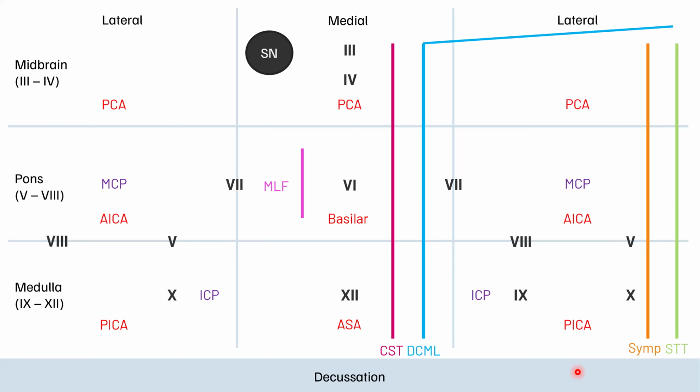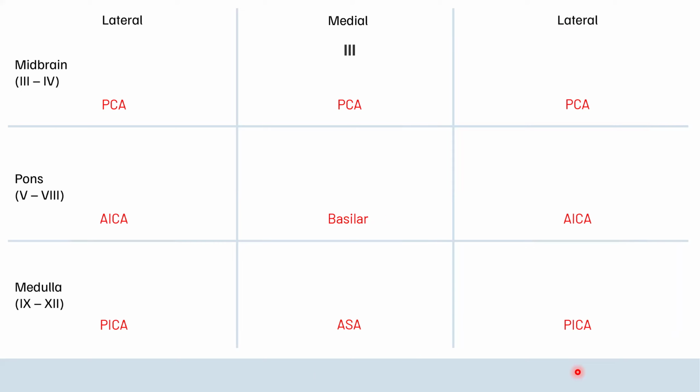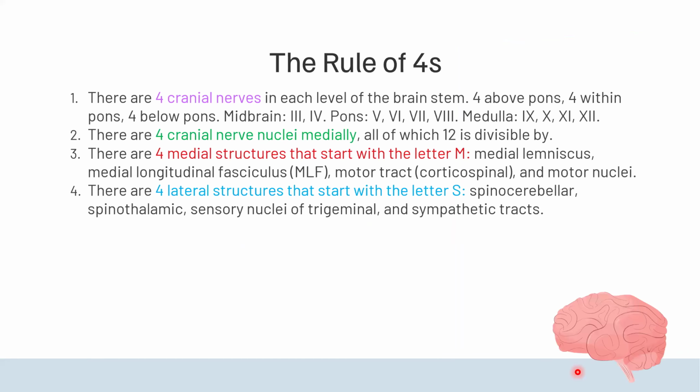Yes, okay. Let's do this entire thing again. All right, so we said the rule of fours very quickly again. 4 cranial nerves in each level of the brainstem. 4 cranial nerve nuclei medially, all of which 12 is divisible by, so 3, 4, 6, and 12. 4 medial structures starting with the letter M: medial lemniscus, MLF, motor corticospinal tract, and the motor nuclei. And then 4 lateral structures that start with the letter S: spinocerebellar, spinothalamic, sensory nucleus of the trigeminal, and the sympathetic tracts.